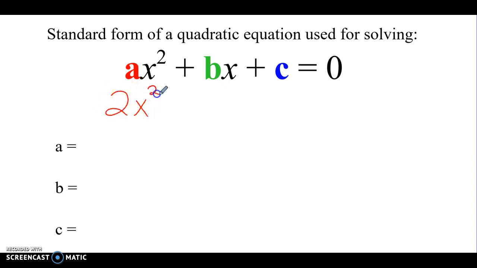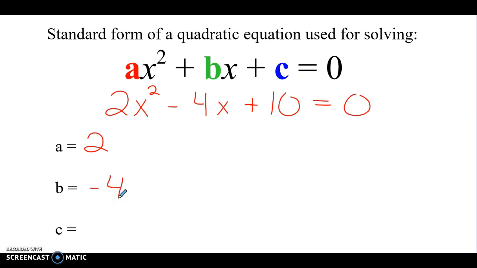So let's say we have the quadratic 2x squared minus 4x plus 10 equals 0. What is my a value? 2. Now, it's not 2x squared. It's the coefficient. It's the number in front of x squared. Okay, what is my b value? Negative 4. Good. You have to include the negative. That will throw everything off. You have to include the sign in front. And c is 10.